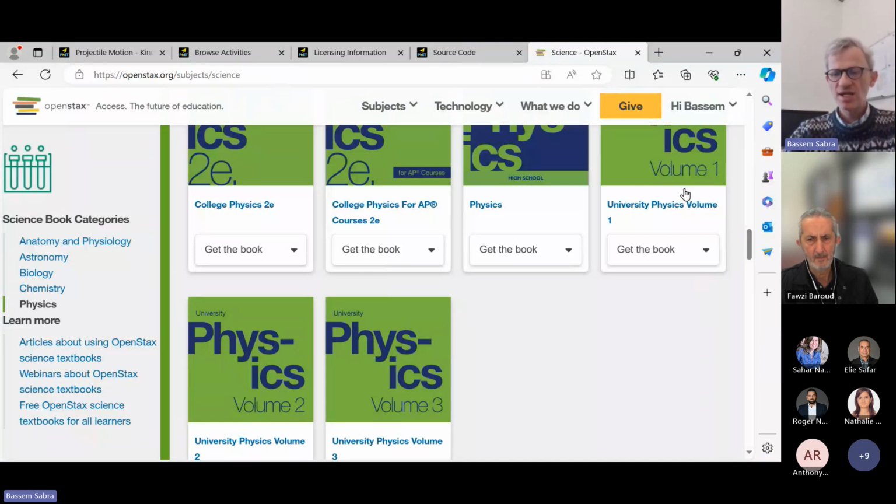So on the OpenStax website, they have these three volumes: physics volume 1, volume 2, volume 3. They correspond almost chapter to chapter, and they cover the breadth and depth of Halliday and Resnick, which is, I think, published by Wiley. And you know Wiley prices. But here students can have it for free.